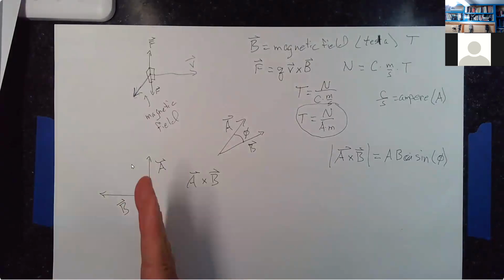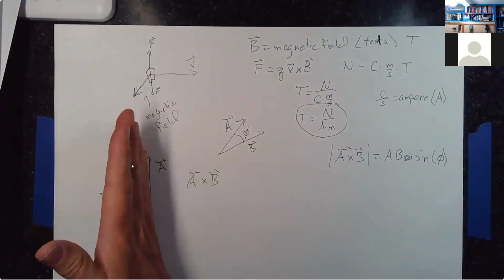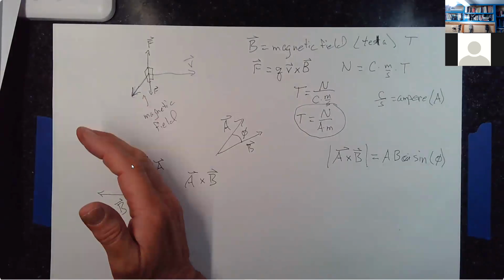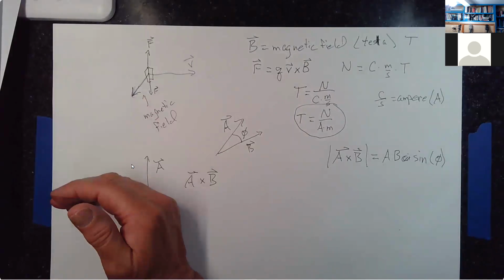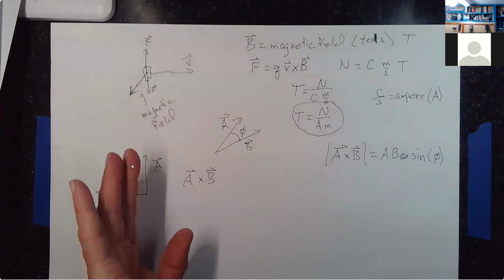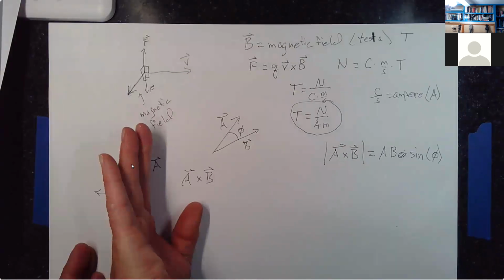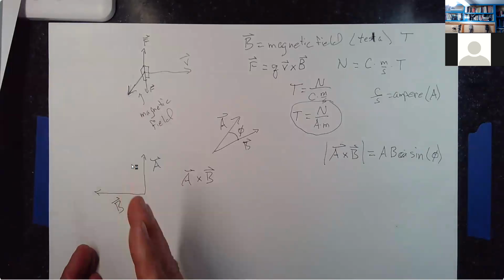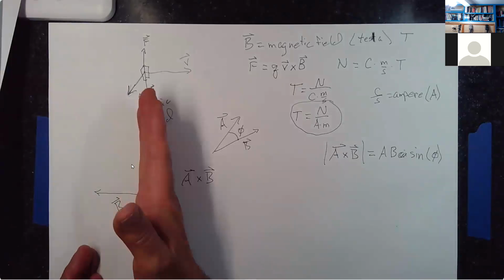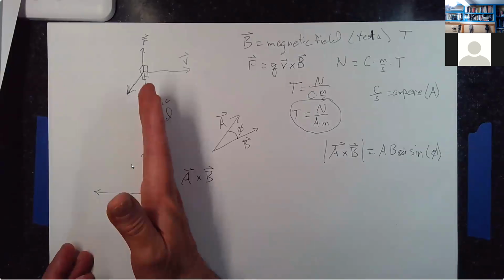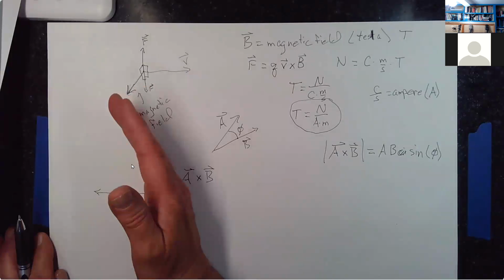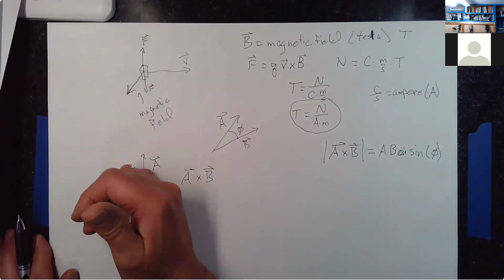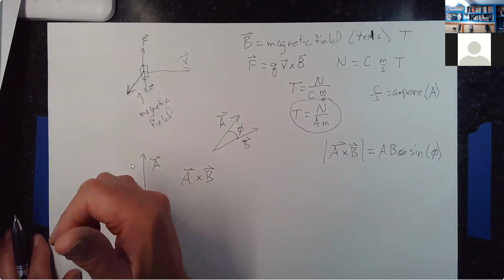Point the fingers of your right hand in the direction of the first vector so that you can curl them toward the second vector. If I pointed my hand that way, I can't curl my fingers backwards very well, and so that wouldn't be right. So point the fingers of your right hand in the direction of the first vector so that you can curl them toward the second vector, and your thumb will point in the direction of the cross product.